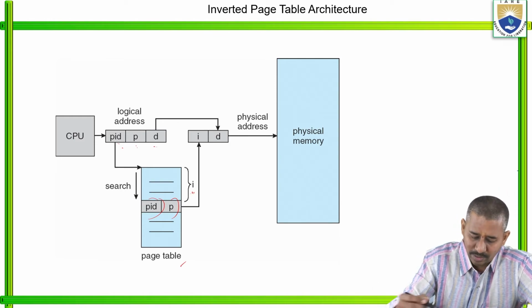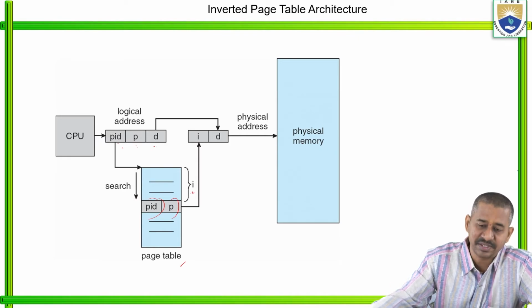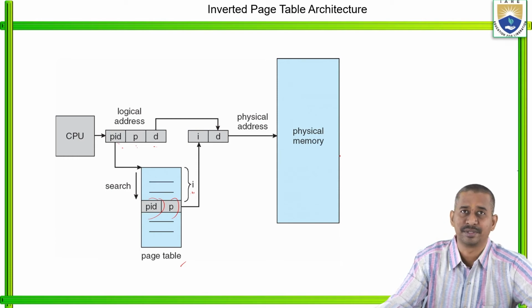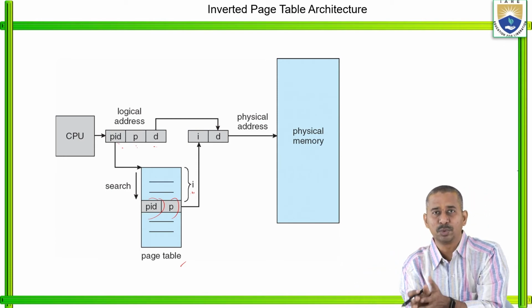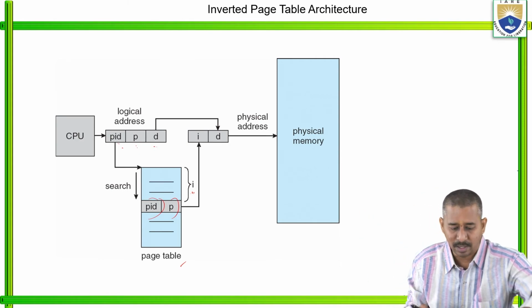Right? So we need to search for that page number. If it is found, then we need to access that particular address. So that is the inverted page table. There is only one entry for this particular virtual page number and real page of memory.